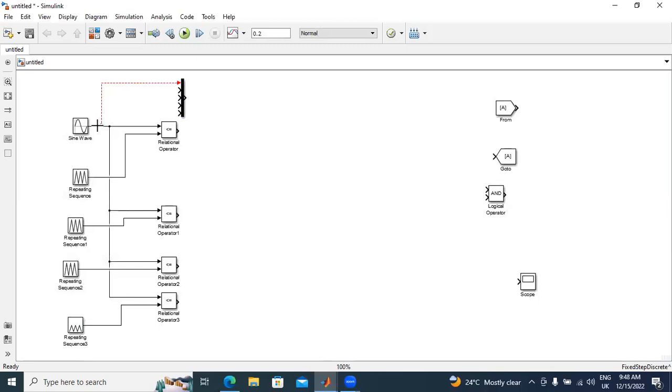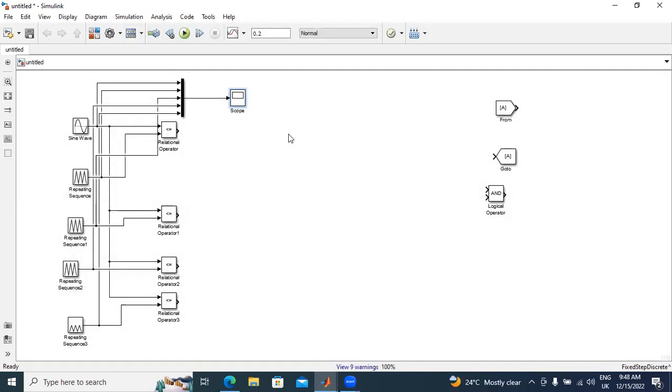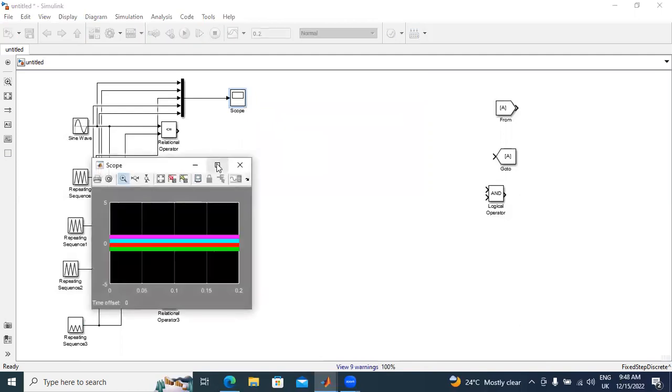First one I will connect to the sine wave. Second one I will connect to repeating sequence 1. Third one connected to repeating sequence 2. Fourth one connected to repeating sequence 3. The fifth one connected to repeating sequence 4. Now I will connect here. Now I will run the circuit. Okay, I will show the output waveform.